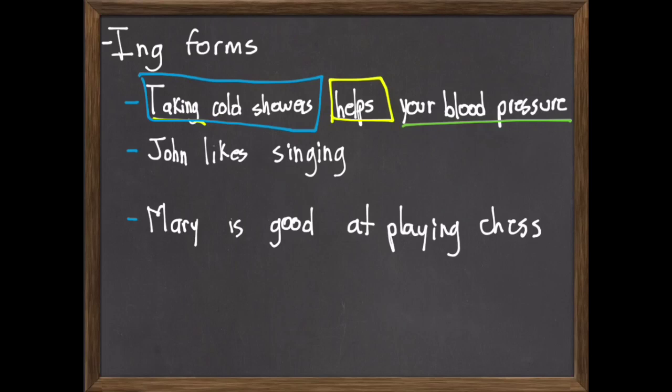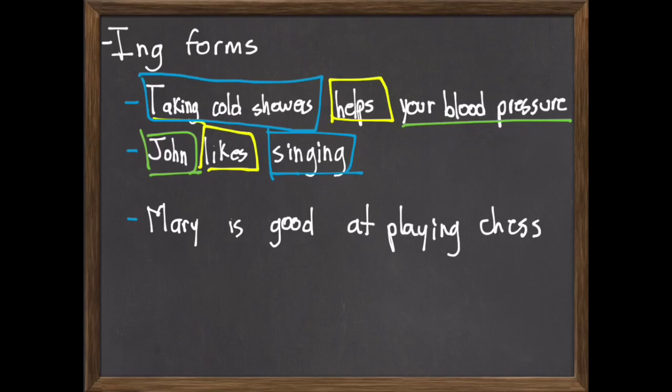We can also use the ing form as the object of our sentences. So here we already have a subject. It's John. John likes singing. Here the subject is John. The verb is to like. Well, he likes singing because singing is the object of the sentence. Singing is the action that he likes doing.